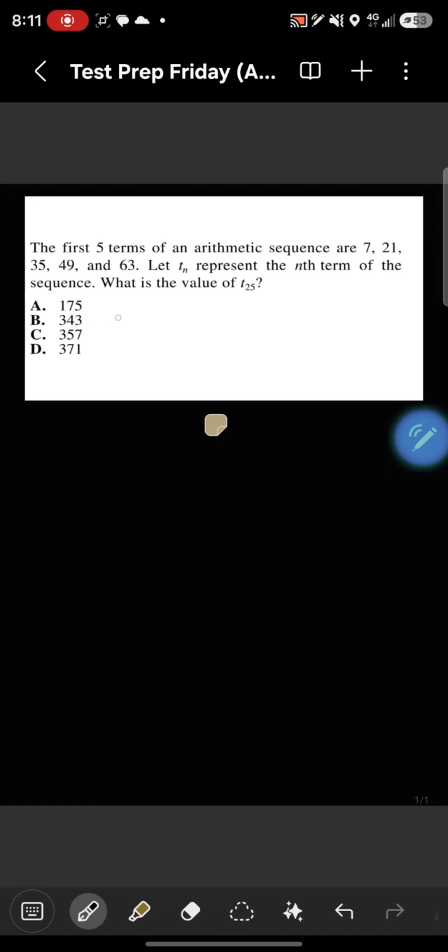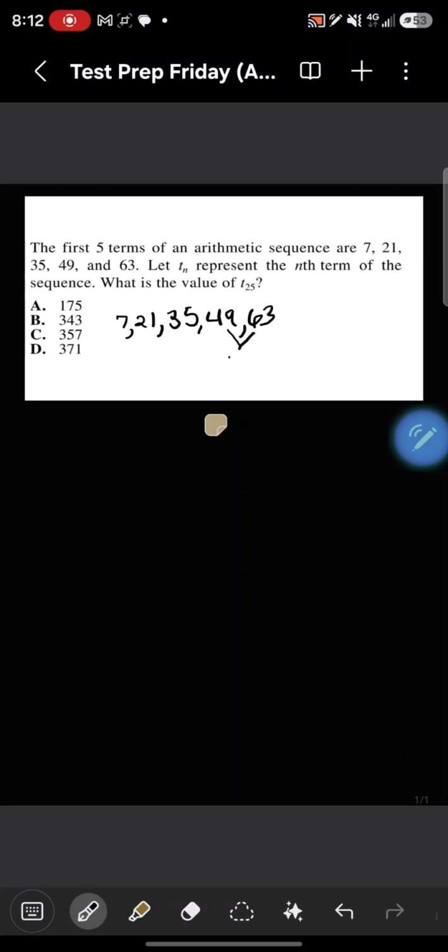First, let's rewrite our terms. 7, 21, 35, 49, 63. To calculate the common difference, we begin with the last term and subtract the term before it.